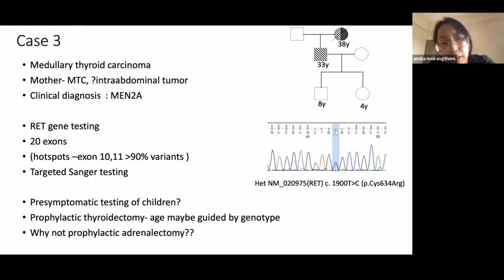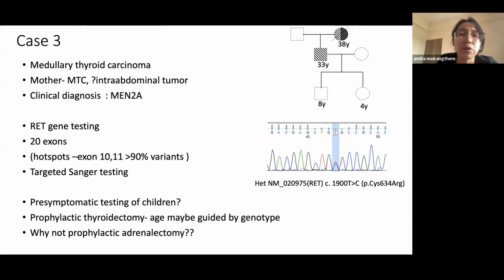So the American Thyroid Society guidelines have classified the mutations in the RET gene into different classes. Some mutations which are in a higher class, like class D, warrant an earlier intervention as compared to some of the others lower down in these classes.